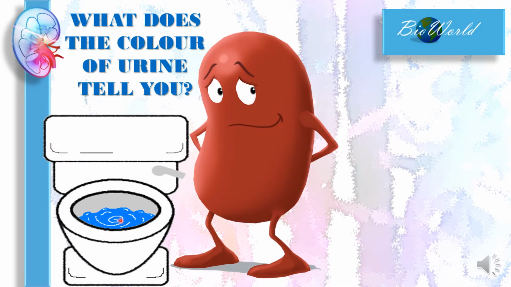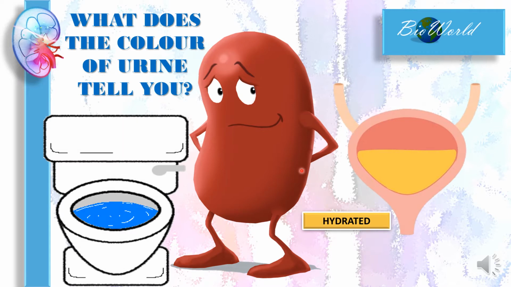The color of urine is an indication of how much water is present in your system. For instance, if the urine is a pale yellow color, this shows that you are well hydrated. It means your cells have sufficient amount of water.